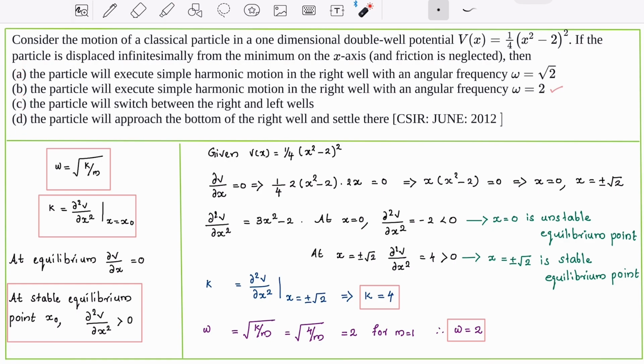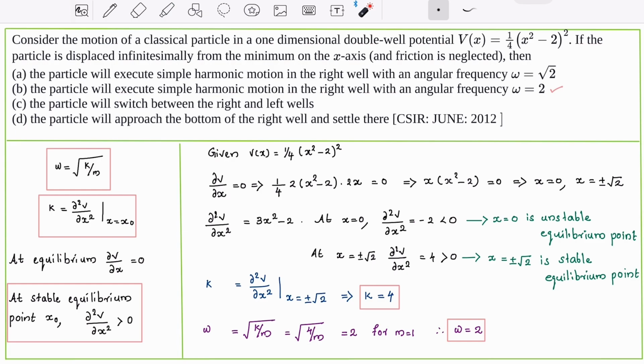Four options are given. Option A: the particle will execute simple harmonic motion in the right well with an angular frequency ω = √2. Option B: the particle will execute simple harmonic motion in the right well with an angular velocity ω = 2. Option C: the particle will switch between the right and left well. Option D: the particle will approach the bottom of the right well and settle there. This is a question from CSIR June 2012.